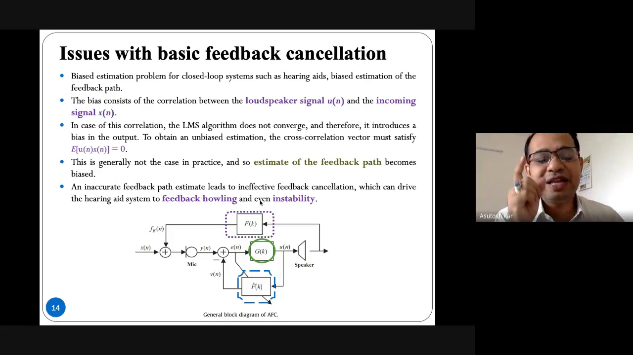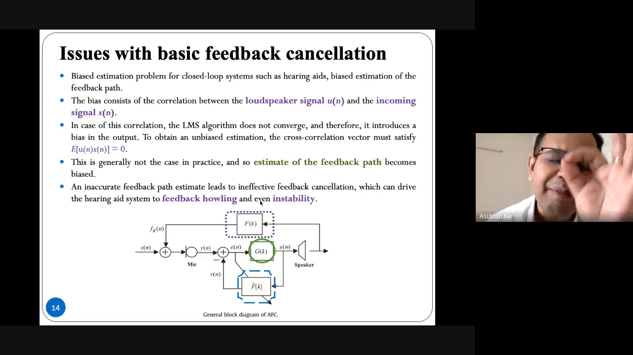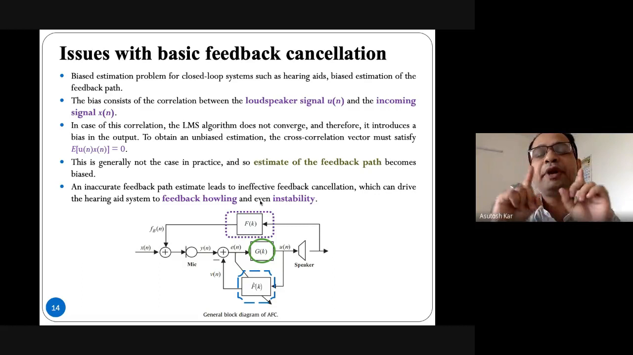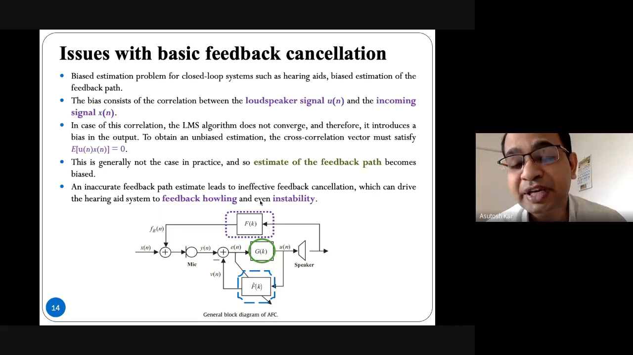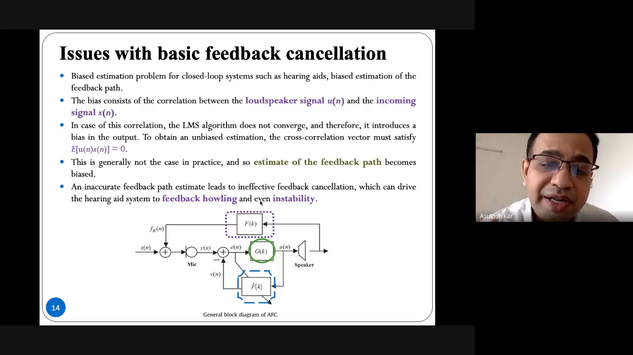And what is our aim? To get an unbiased estimate. An unbiased estimate means reducing the cross correlation between these two signals. How do we reduce the cross correlation? That means we need to make the expected value of this and that equal to zero. How do we get that? If we do not get that, what happens? Though this technique exists, though the adaptive filter tries to identify the feedback path, tries to counter its effects, tries to reduce the howling, we get howling and we get instability.